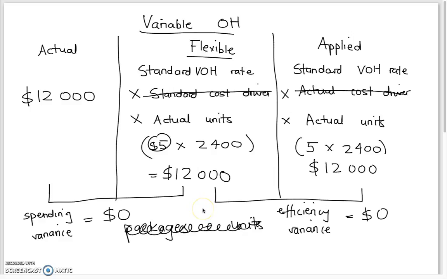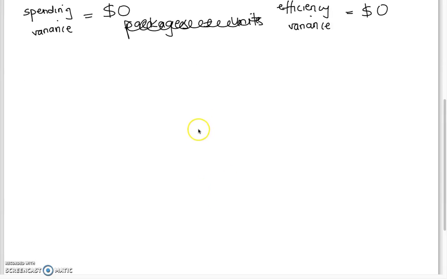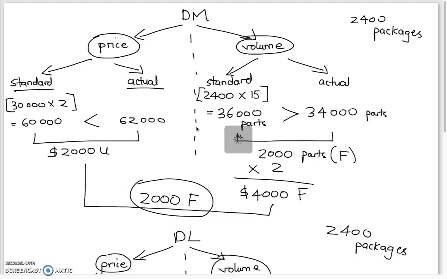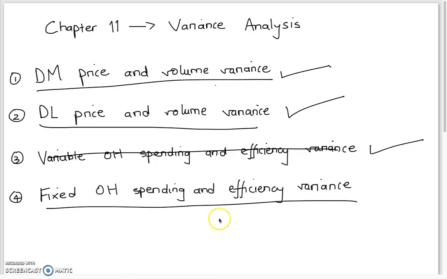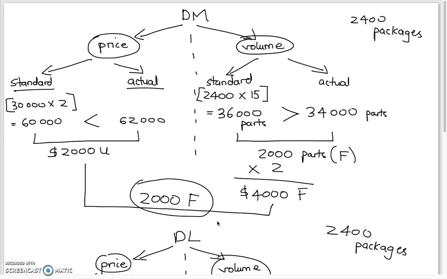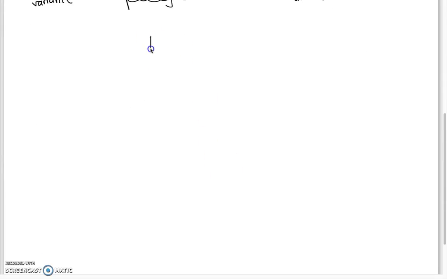We're going to move on to fixed overhead variance. That is the last part of the question. So I just want to cancel this out and put two big check marks here so that we know what we've accomplished. And finally, fixed overhead spending and efficiency variance is our final challenge. So we're going to do that over here. So heading again, fixed overhead.